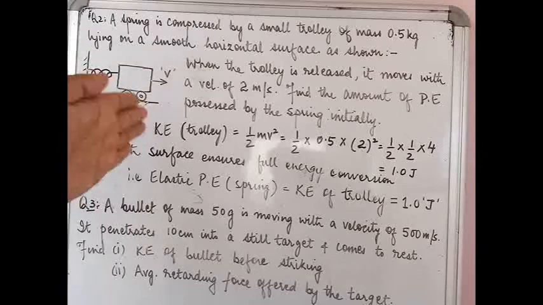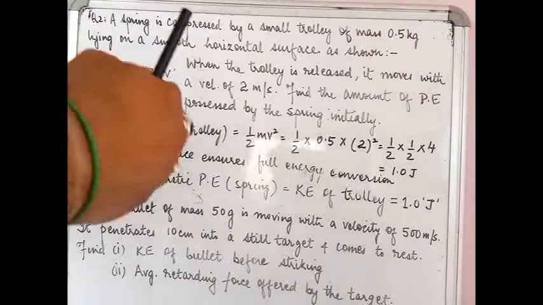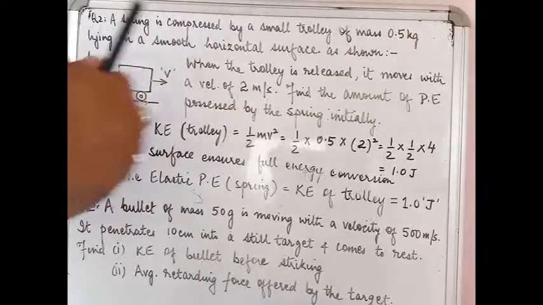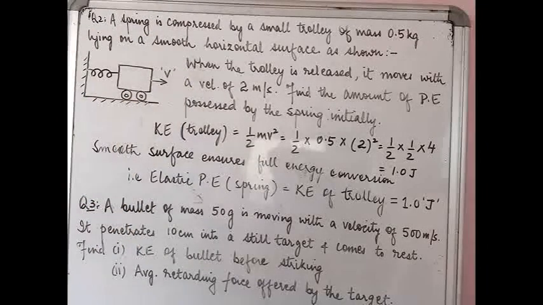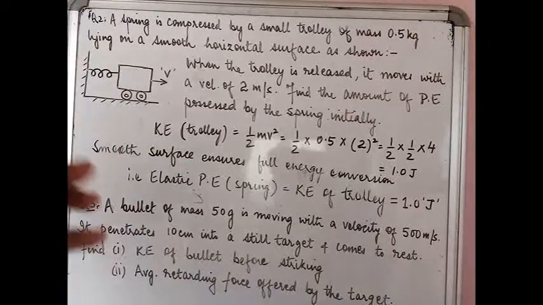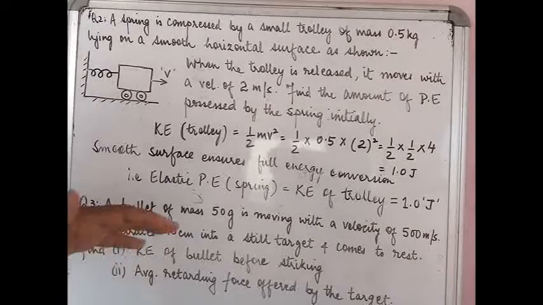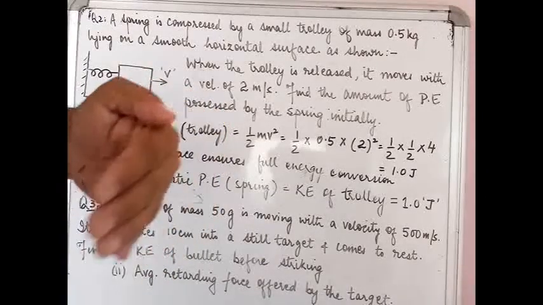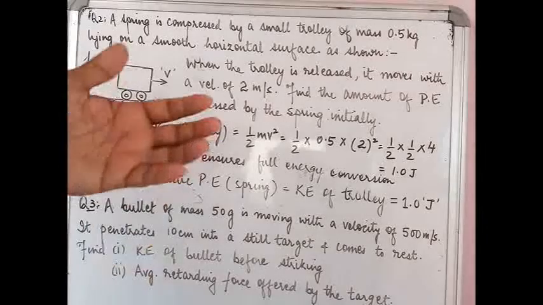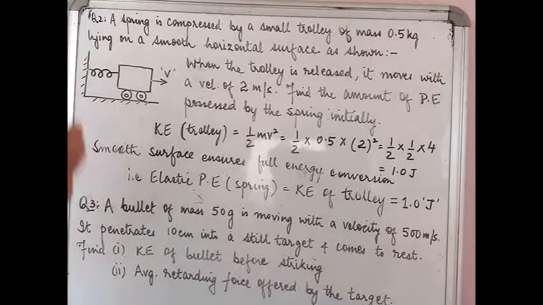Still means stationary target. Obviously the moment something strikes a stationary target, it is offered some kind of resistive force, so it starts to slow down. As we can see from the statement, it penetrates 10 centimeter into a still target and then comes to rest. So what made it come to rest? That resistive force that was offered by the target. If somebody comes running towards you and you offer some resistive force in the opposite direction, that person's velocity is going to reduce first and then he will eventually come to a stop. So that is as far as the understanding part is concerned.